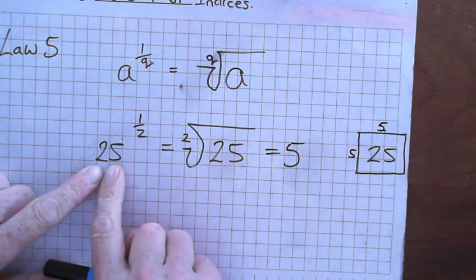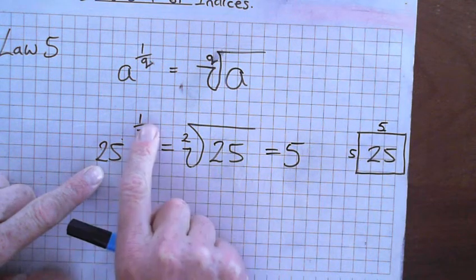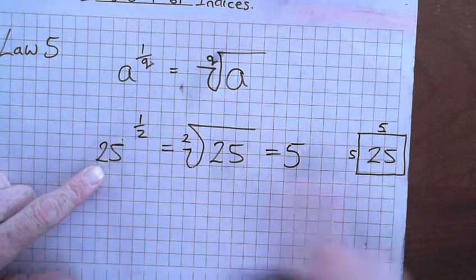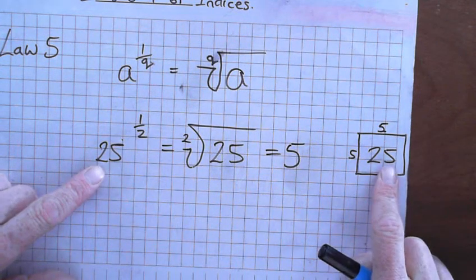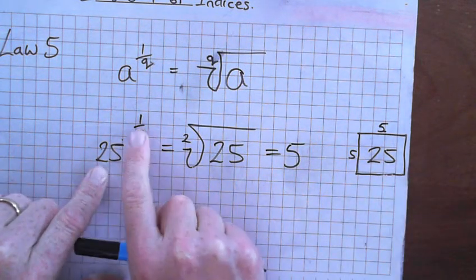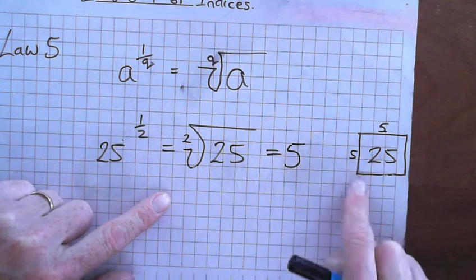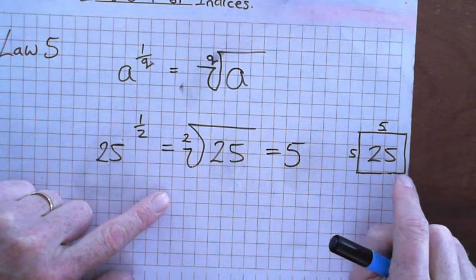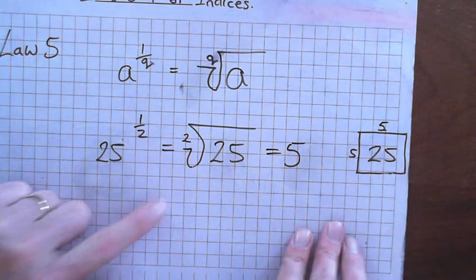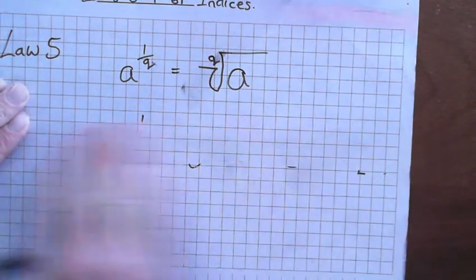So when I write this down, it's 25 to the power of a half. What am I actually doing? 25 is the area of the square. When I write this into my calculator, or get the square root of 25, I'm getting the length of the side of the square. Alright? Yeah? Is that okay? Right, we'll move on a little bit further.